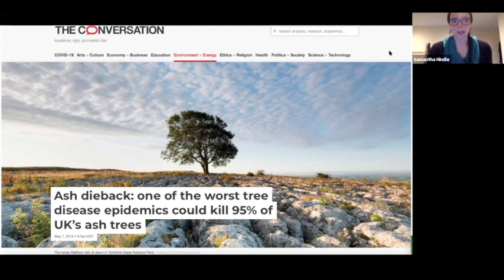One is ash dieback, which this particular article was talking about in the context of the epidemic in the UK. And they were predicting here that this could kill 95% of the UK's ash trees. And you might be wondering, okay, why do I care about that? There's a potential for huge impact on climate control, but also on economics as well, which affects the area immensely. And this isn't just a problem for the UK, it's a problem elsewhere in the world as well.